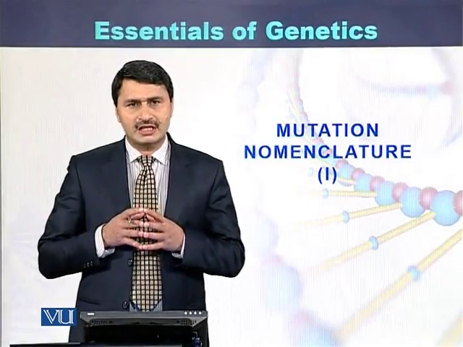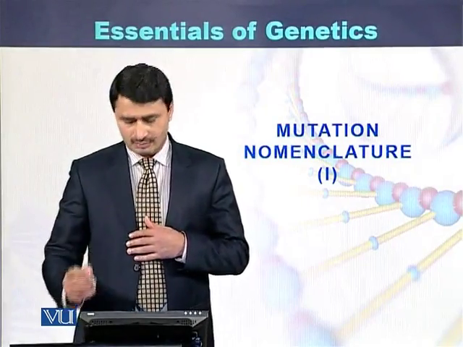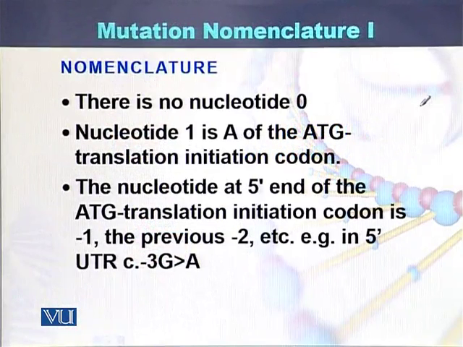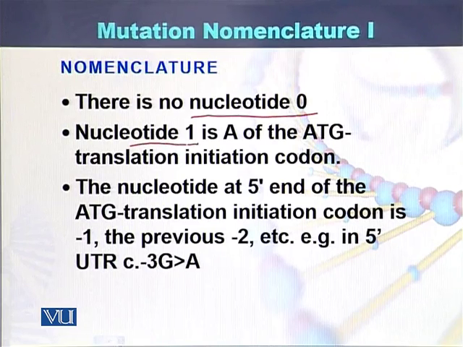Mutation nomenclature, some additional rules. There is no nucleotide 0 while describing the variants on the gene level. Nucleotide 1 is actually the first nucleotide of ATG. ATG is the first codon that is also called the initiation codon. So the first alphabet, that is adenine, is the first nucleotide.